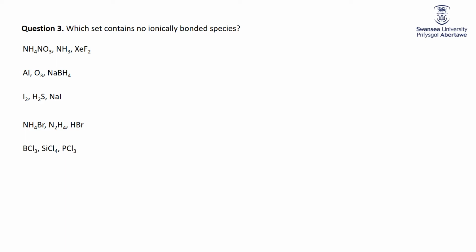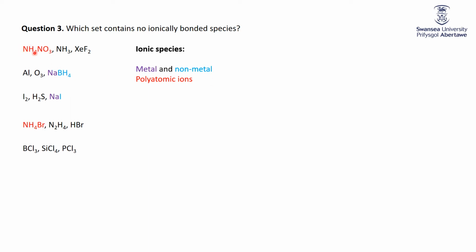Which set contains no ionically bonded species? NH4NO3, NH3, XeF2, AlO3, and so on, you can read it for yourselves. So anyway, ionically bonded species traditionally are between metals and non-metals. So let's eliminate those. So we have here sodium with a whole bunch of non-metals, sodium with a non-metal. But then you can also get ionic species that look like they're made up of a whole bunch of non-metals, but that's because they're made up of polyatomic ions. Very, very important that you're able to recognize all polyatomic ions. So let's see which ones have polyatomic ions here.